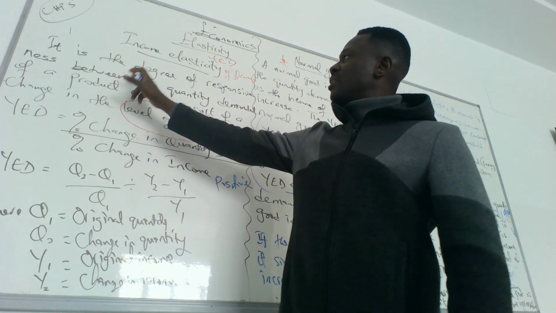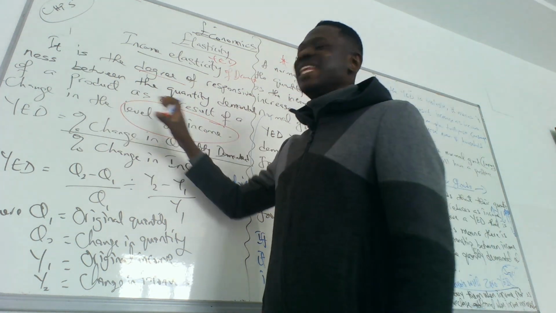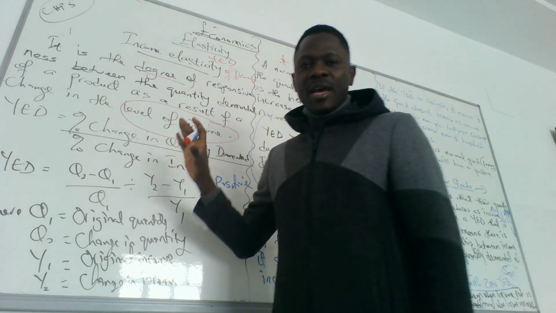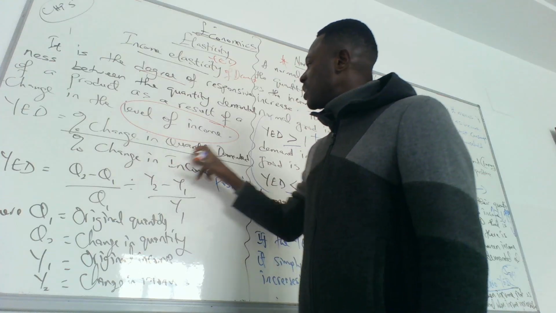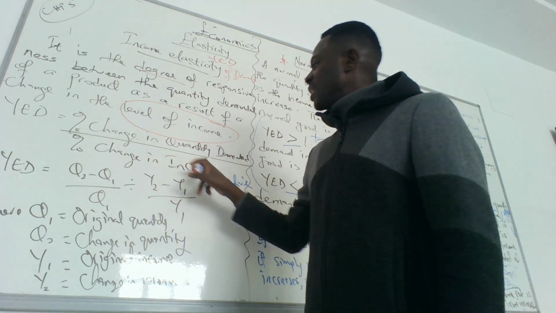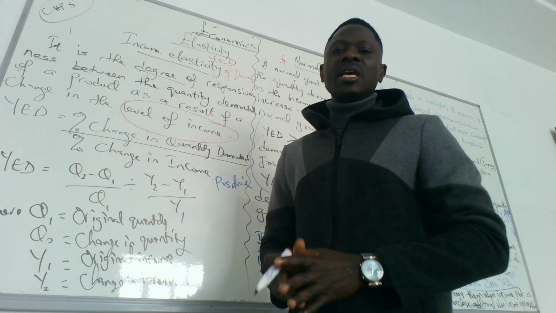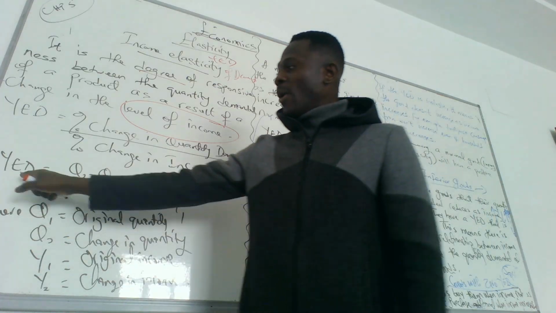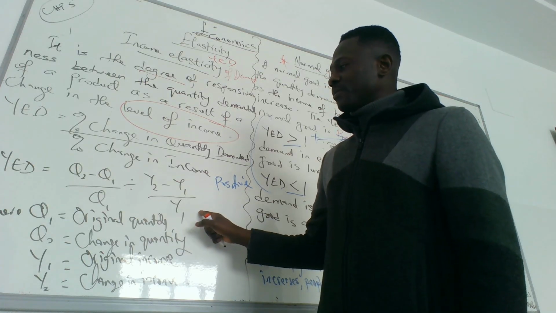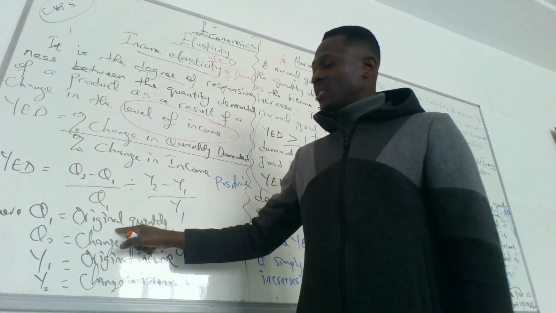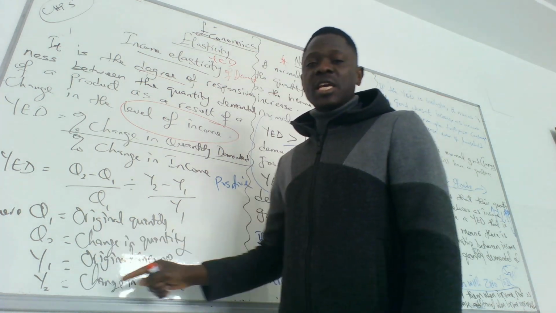So here it is the degree of responsiveness between the quantity demanded of a product as a result of a change in the level of income. That is income elasticity of demand. And the formula for income elasticity of demand is percentage change in the quantity demanded over percentage change in income. For our YED, it is Q2 minus Q1 over Q1, divided by Y2 minus Y1 over Y1, where Q1 is the original quantity, Q2 is the new quantity, Y1 is the original income, and Y2 is the new income.